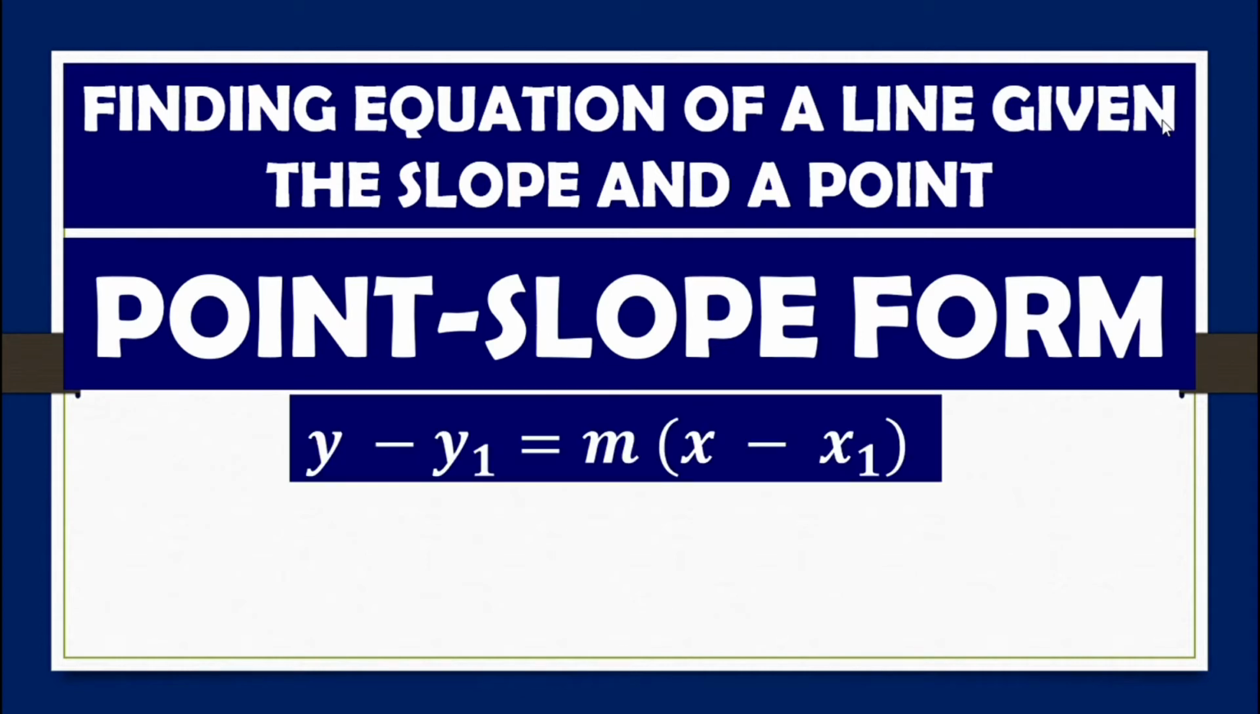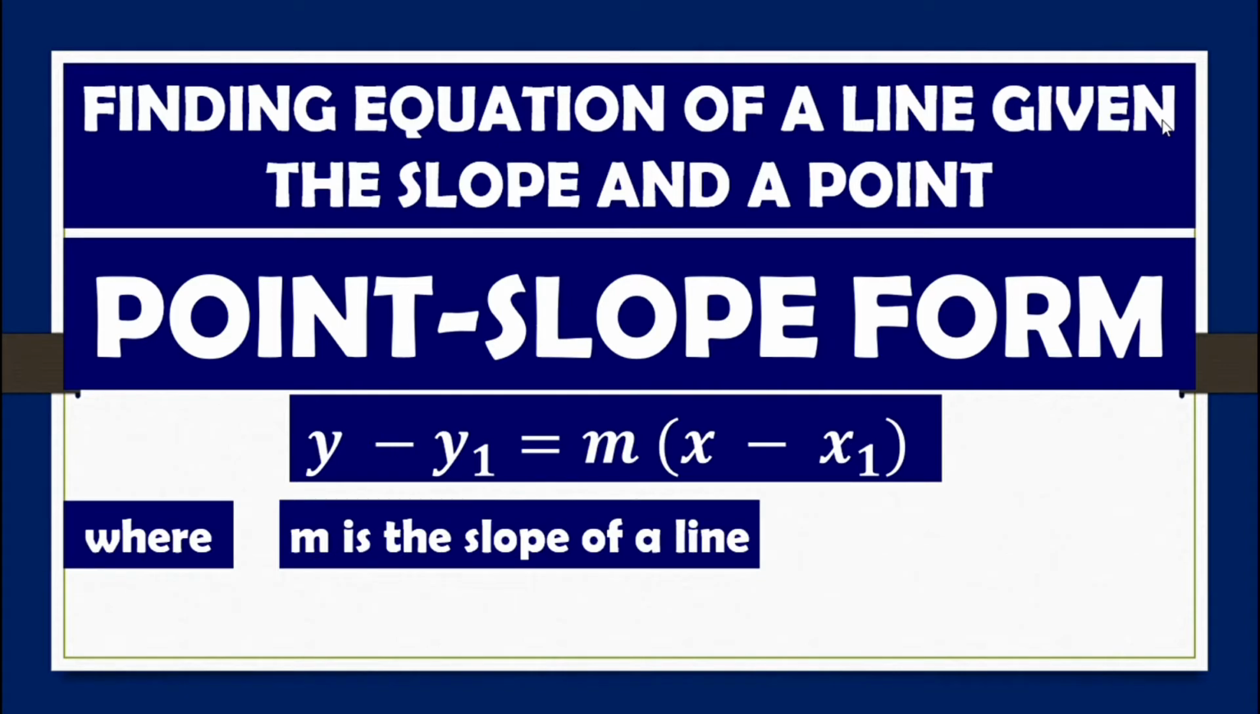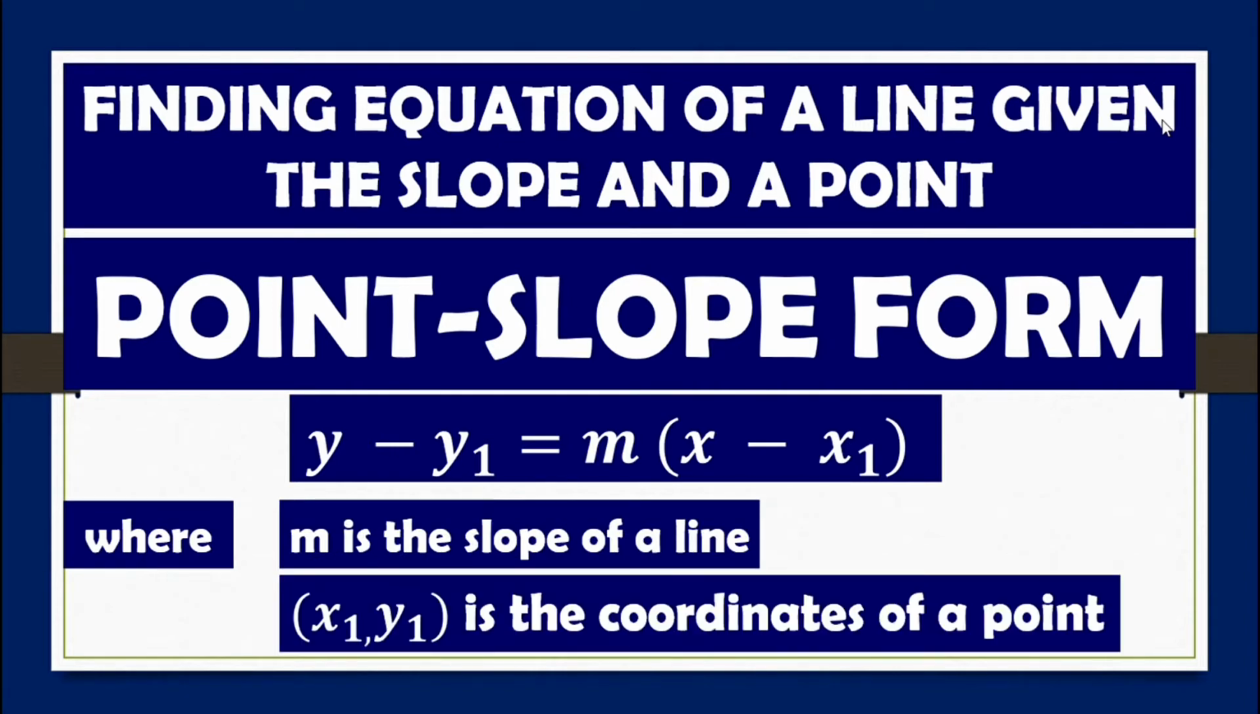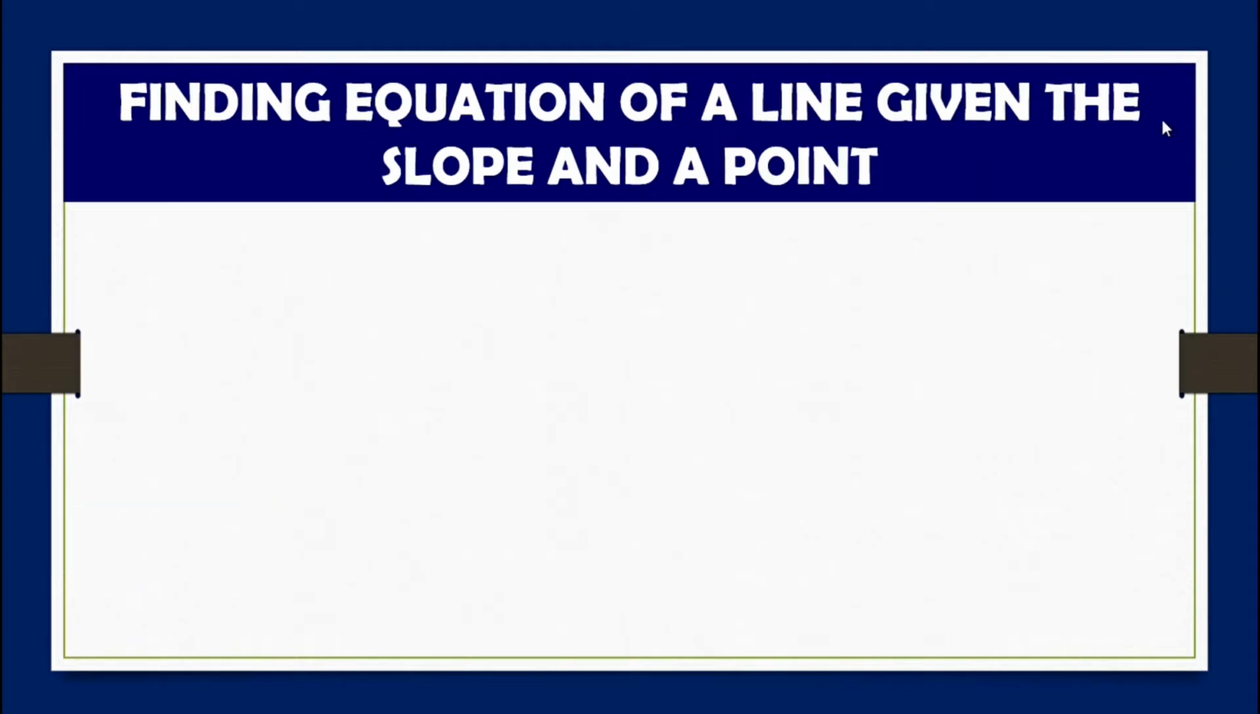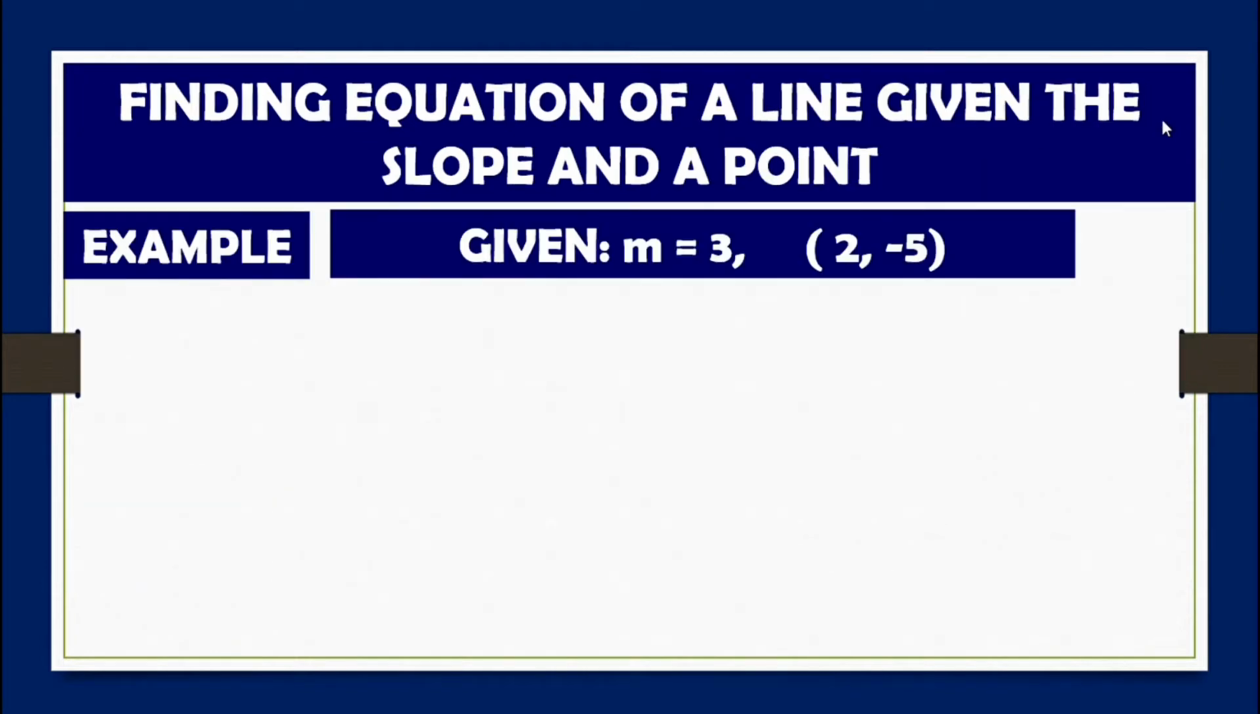With the equation y minus y sub 1 is equal to m times quantity x minus x sub 1, where m is the slope of a line and x sub 1, y sub 1 is the coordinates of a point. Let's have our first example. Given slope is equal to 3 and a point with coordinates 2, negative 5.